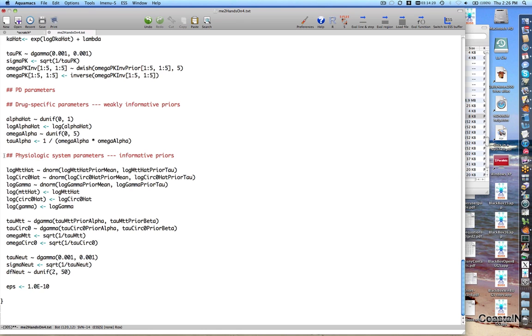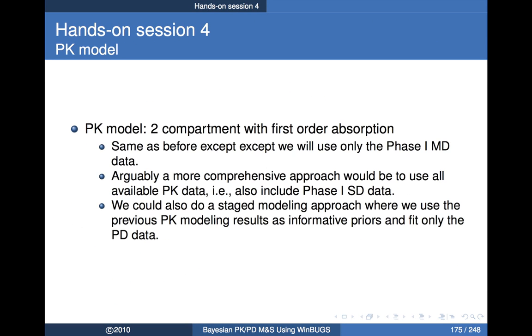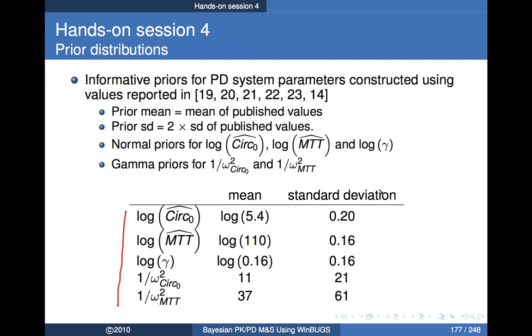But then down here is where we've got things that are a bit different, where we're incorporating our informative prior distributions in here. So let's actually step back to what we specified up here. Okay, so we've got various quantities in here. So we're going to be using informative priors, and we're going to use normal distributions for priors for the log of our circ0 and log MTT and log of gamma. So that's the first three here in our list.